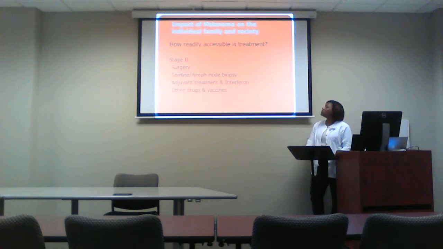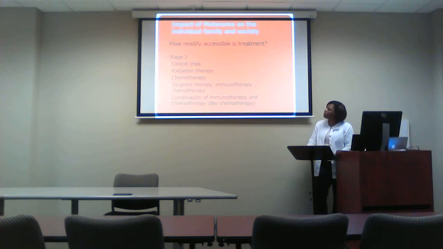Stage 2, surgery again, you see surgery again. And you also want to biopsy it again in stage 2 with the adjuvant treatment and the interferon. Other drugs and vaccines are available as well.